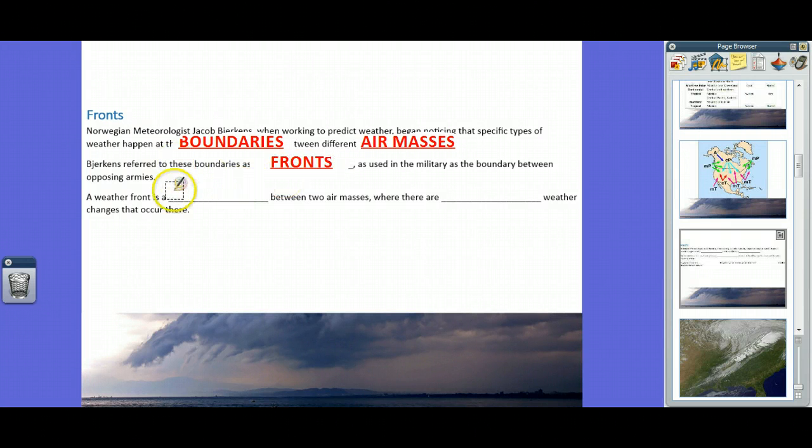So a weather front is simply this. A weather front is a boundary between two air masses where there are drastic weather changes that occur. So it's not like it goes from hot to kind of warm. It's where it's warm to cold. That's a front that passes. And there are four major types of them we're going to talk about.